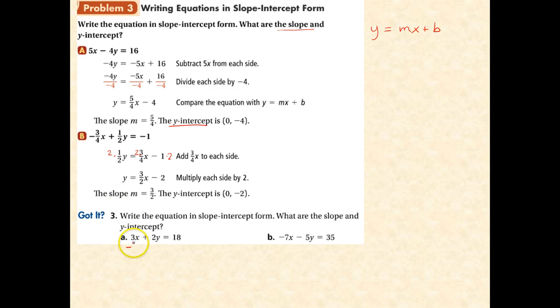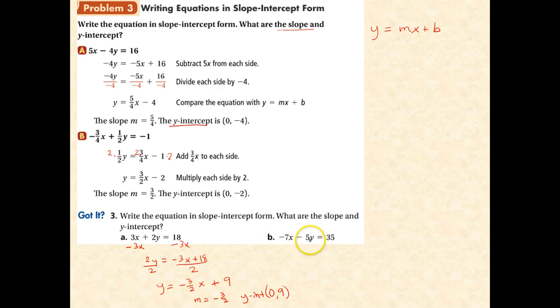So for A, we're going to subtract 3x from both sides, and we get 2y equals negative 3x plus 18. Then we're going to divide both sides by 2, and we get y equals negative 3 over 2 x plus 18 over 2, which is 9. So the slope is negative 3 over 2, and the y-intercept is (0, 9).